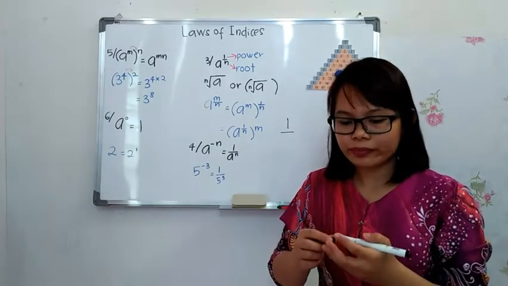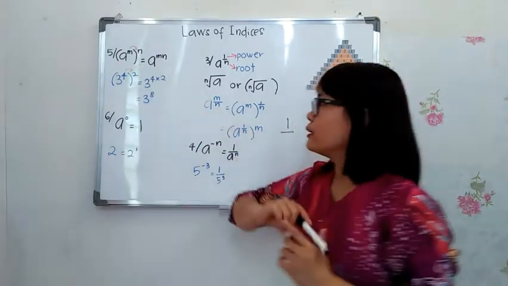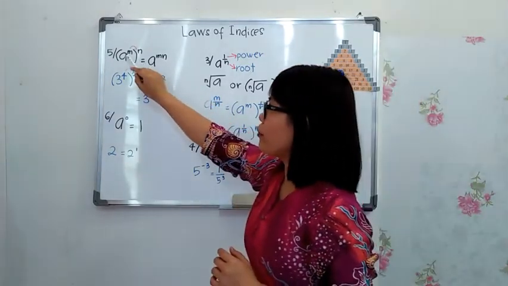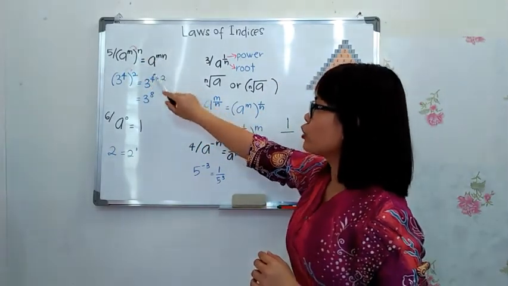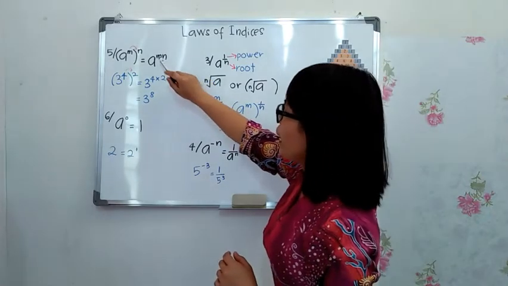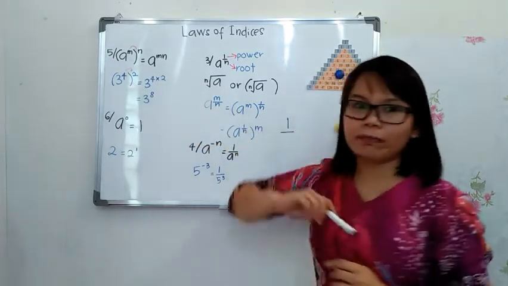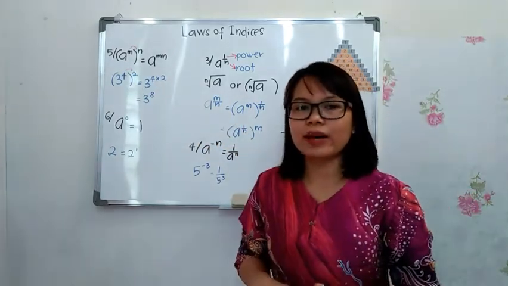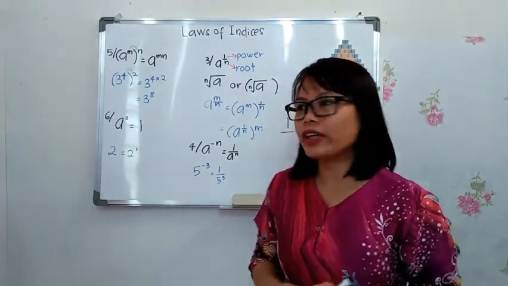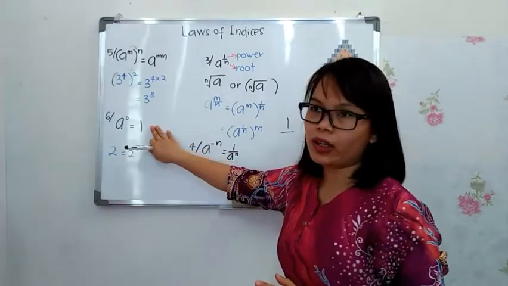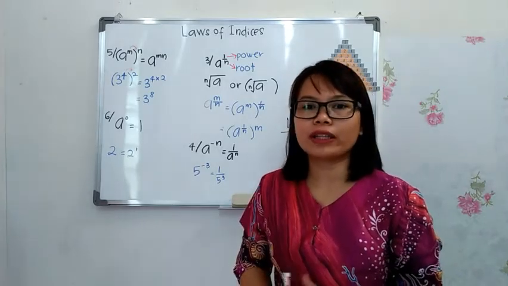Next is power. If you see a to the power of m, to the power of n, it means a to the power of mn. So the bracket is multiplied. The last one is 0. If the power is 0, it means 1. You must remember the 6 basic laws of indices.